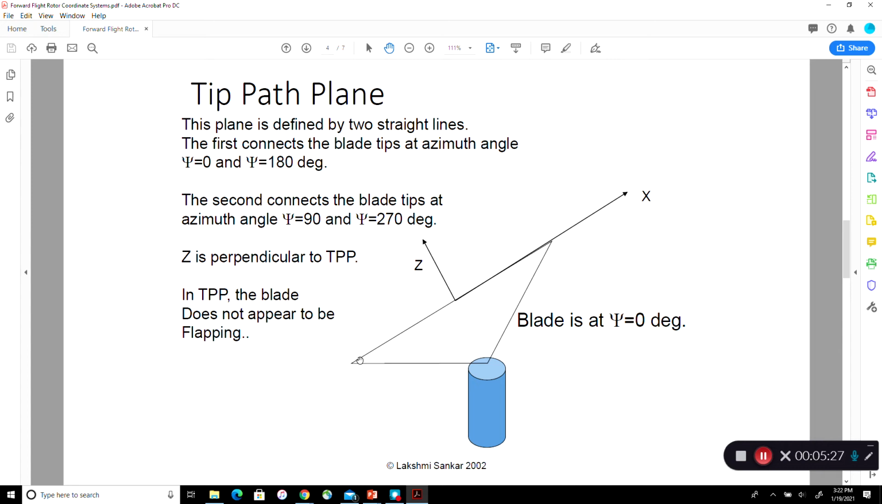So flapping dynamics, flapping up and down, can be neglected, which considerably simplifies some of the algebra and also the analytical integration work that we need to do. So the tip path plane is often used. It's a very common coordinate system in helicopter aerodynamics. You will still have the blades pitching up and down as they go around, but at least in this coordinate system, it seems as though the blade is not flapping at all.